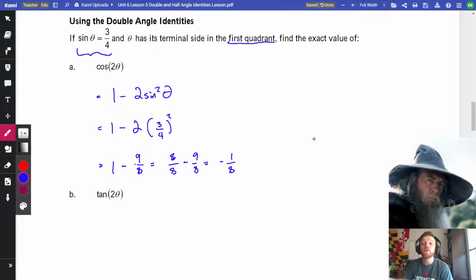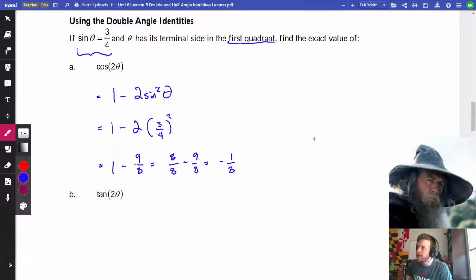We could have used any of the other 3 formulas: cosine squared theta minus sine squared theta, and 2 cosine squared theta minus 1. However, we were given sine theta, so that's the one that we wanted to use. Use the one that makes the most sense. These formulas are very useful.